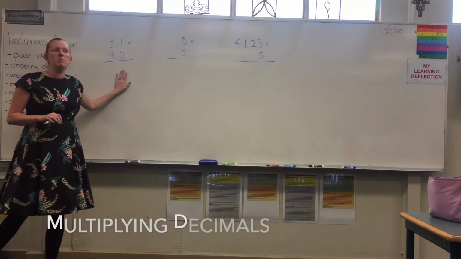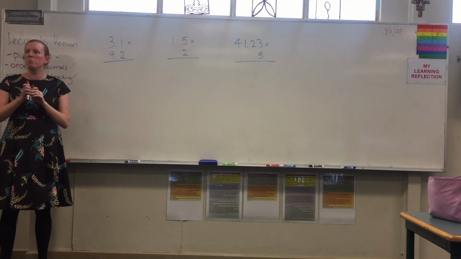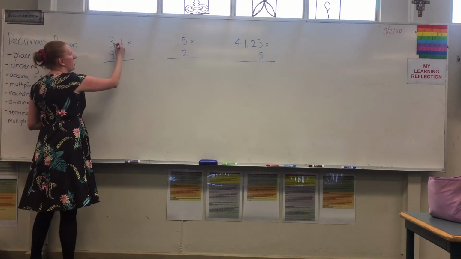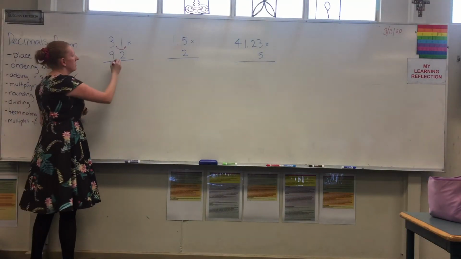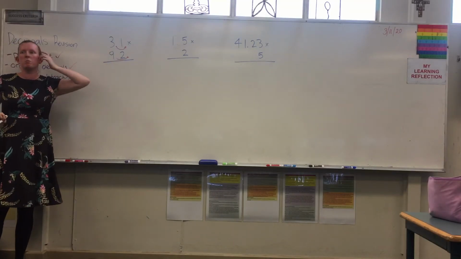Okay, now when it comes to multiplication, it's easiest to move your decimal places out of the way and then move them back later. So I'm going to move this decimal place out. I've moved it 1 space. Alright, so I've moved my 2 decimal places out.